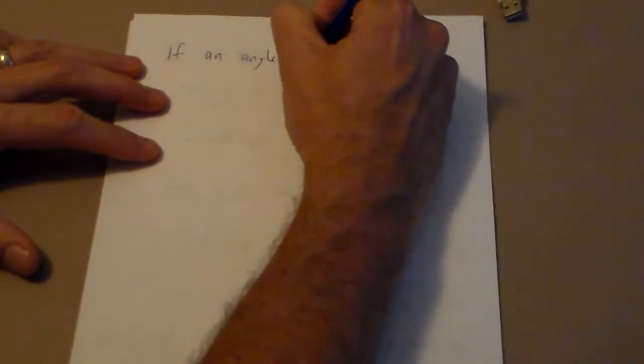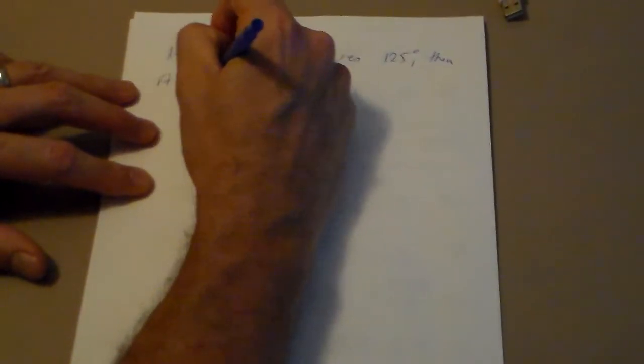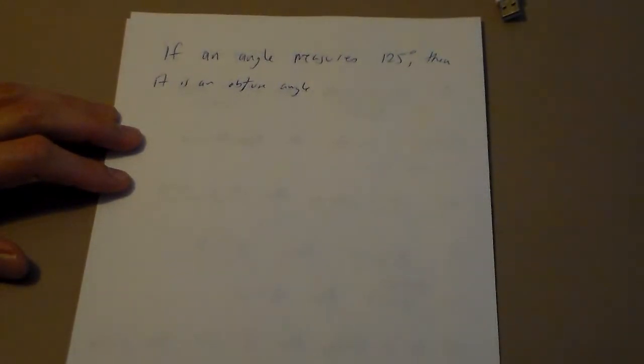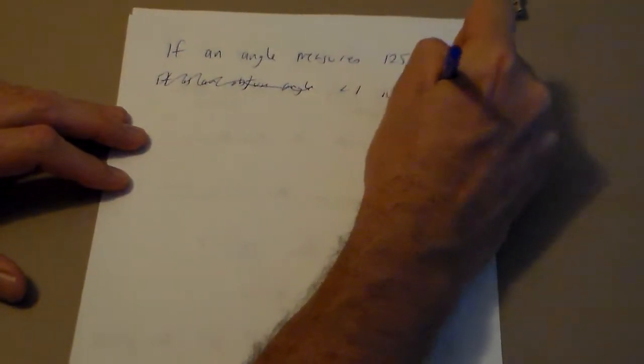I'll think of one more. Let me see if I can find something in the book. Yeah, this is a good one. If an angle measures 125 degrees, then it is an obtuse angle. Or I could say, then angle 1 is obtuse. That might be a better way to say it because it'll work better. Angle 1 is obtuse. So I want you guys to find the converse of that statement. Pause the video if you have to.